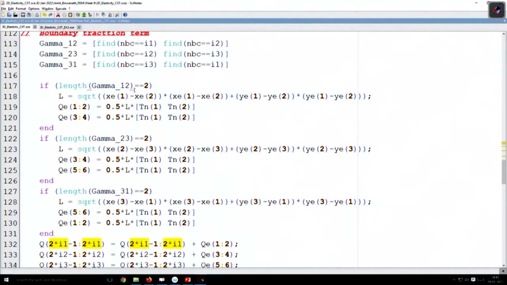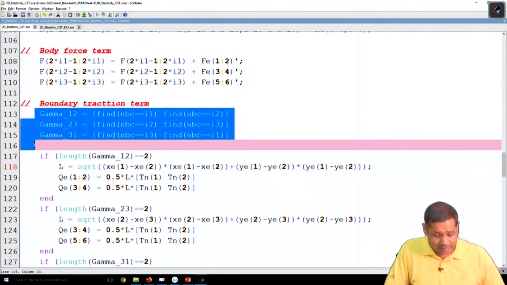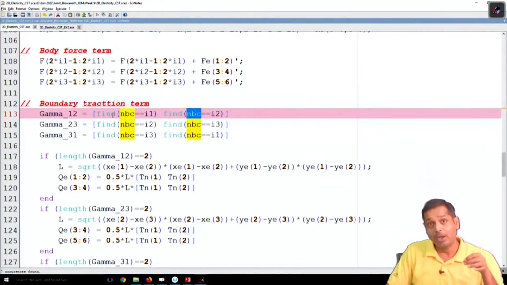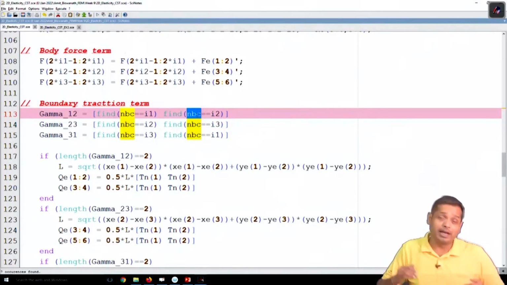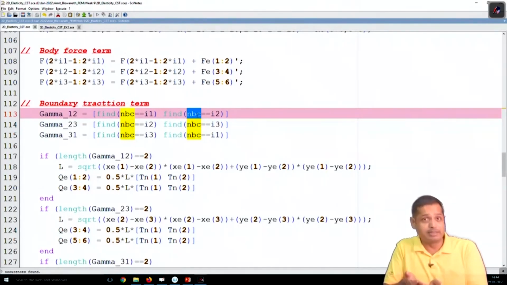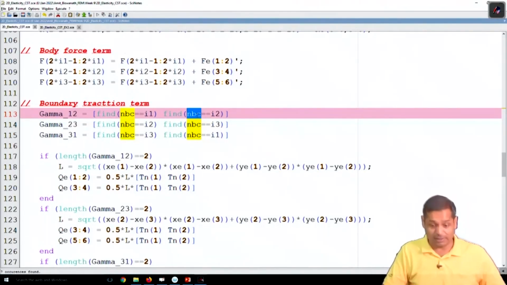So, this gives you the length of that boundary. And then, what this does is, we have already stored in NBC all the nodes on which the natural boundary condition is to be prescribed, right? So, it will search over NBC and check, for the given element, what node numbers we have, and whether those node numbers belong to this set or not. If both node numbers of a boundary belong to this set, then on that boundary, naturally, the traction needs to be prescribed.